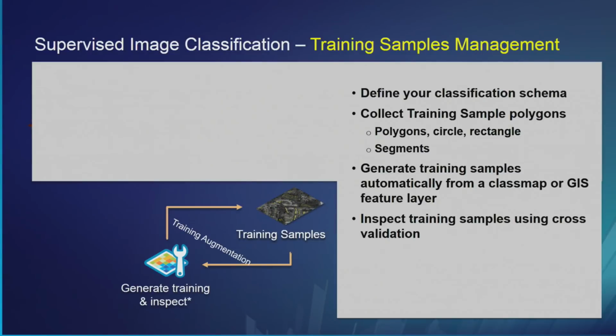You can inspect those training samples by doing a cross-validation. So it takes some of the training, trains and classifies your image, and then compares it to the other training that it hasn't used, that's used as reference. So it uses part of your training samples as reference and then does a cross-validation to get an accuracy assessment of that. That will allow you to fine-tune your training before you actually classify your image. So that's helpful.